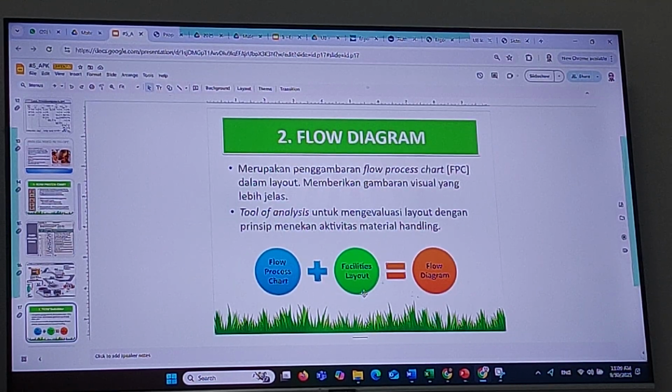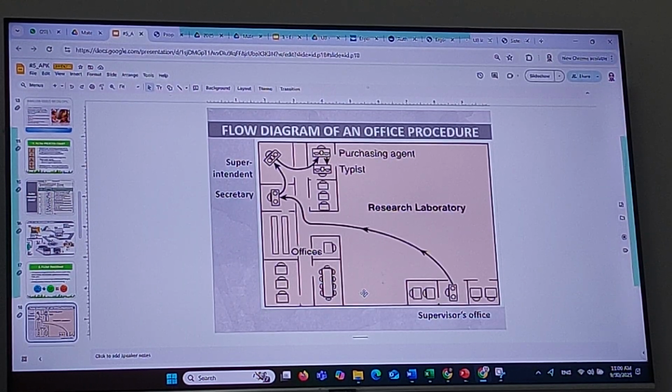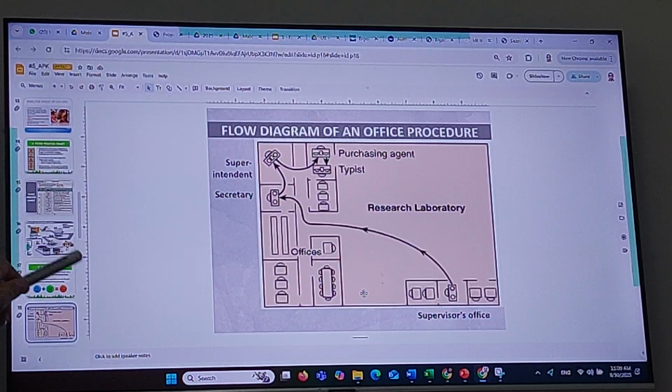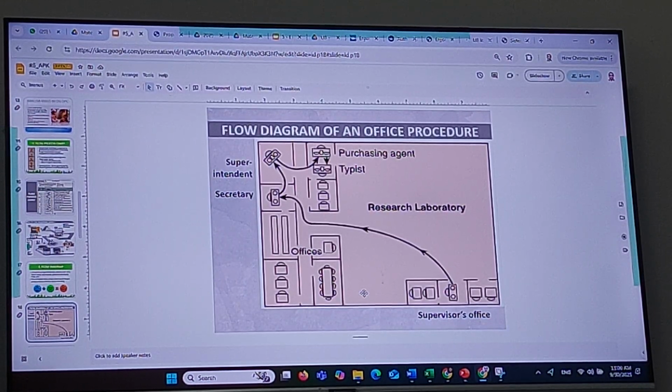For the flow diagram, you create like a 2D map first, and then give a line and make a connection from one process to another process. For example, this one and this one continue to the next, continue to the next. Give an arrow from the first process to another process. It's called flow diagram.